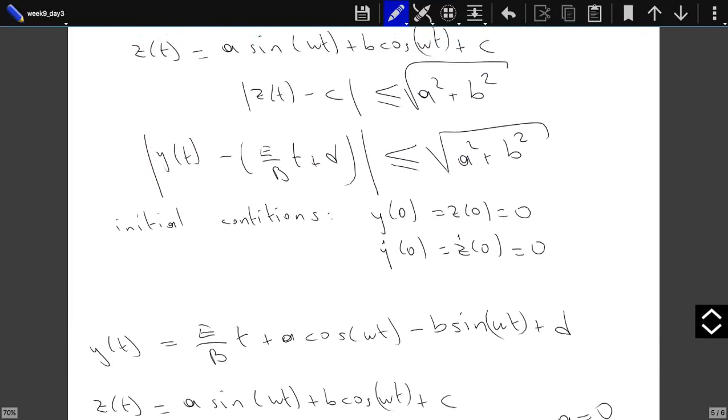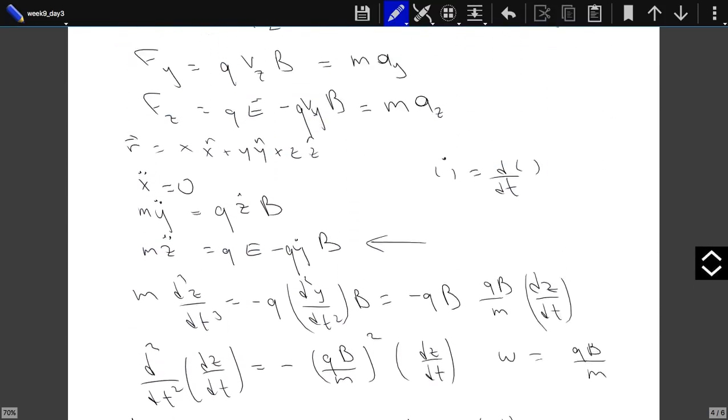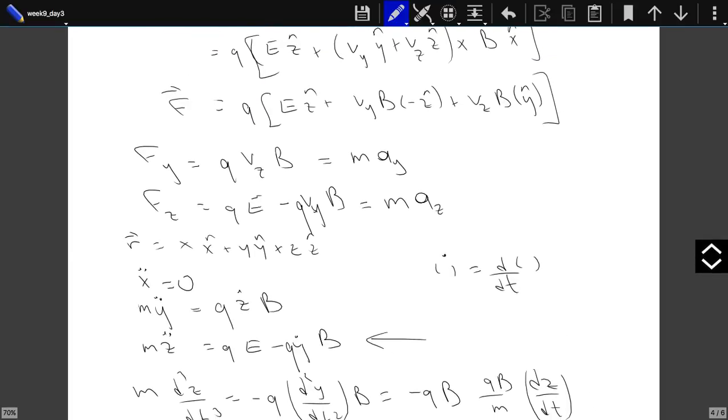The y of t. Well, you see what I did. Let's go back. So let us just review from this step. First, we identified the force. Well, the force is mass times the acceleration, or mass times the second derivative.